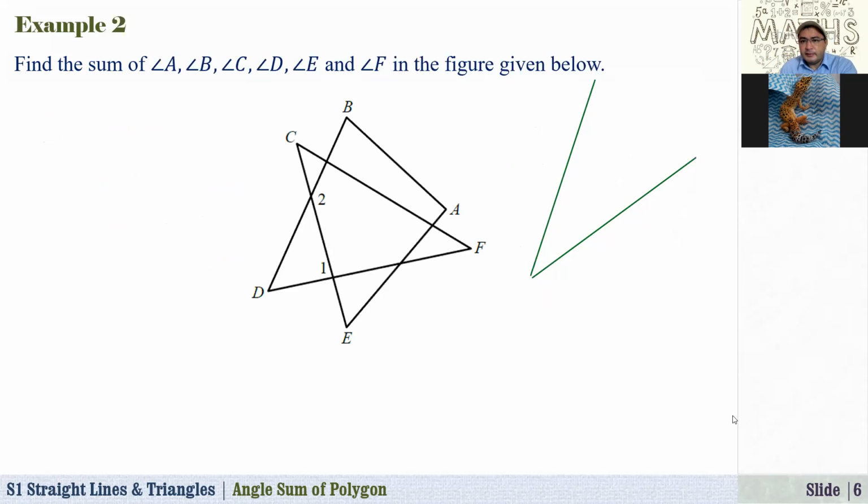Okay. Next question, find the sum of A, B, C, D, E, and F in the given figure.